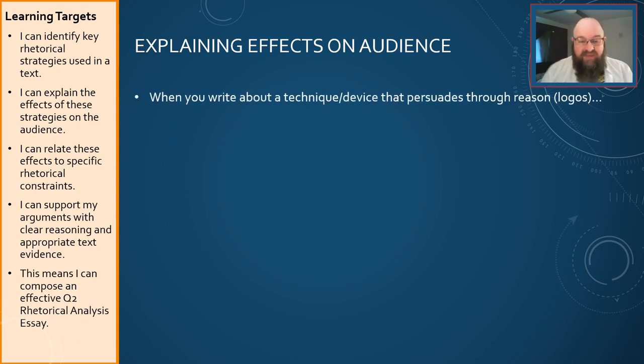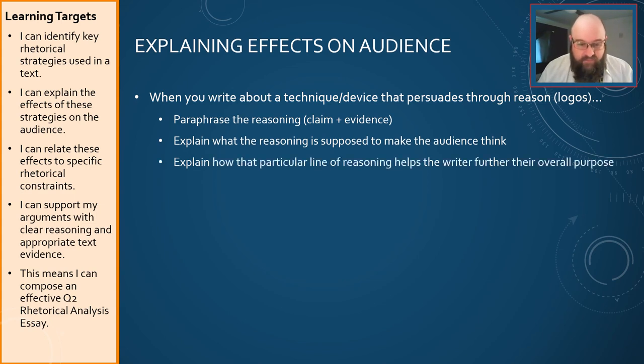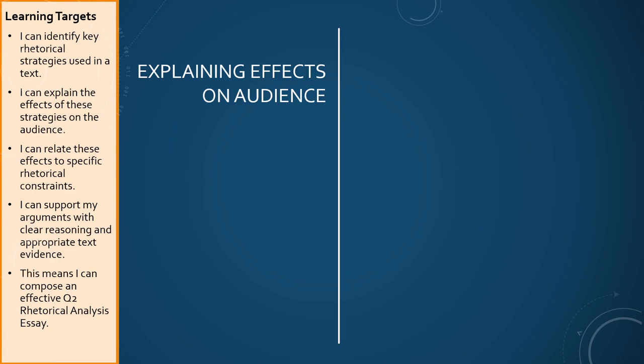So when you write about a technique or device that persuades through reason, that persuades through logos, you always have to make sure that you paraphrase the reasoning being used. You want to paraphrase the claim and evidence, explain what the reasoning is supposed to make the audience think. Is it helping them learn something new, helping them realize something difficult? Is it helping correct some belief, that sort of thing? And then explain how that particular line of reasoning helps the writer further their overall purpose. Let's take a look at another example.